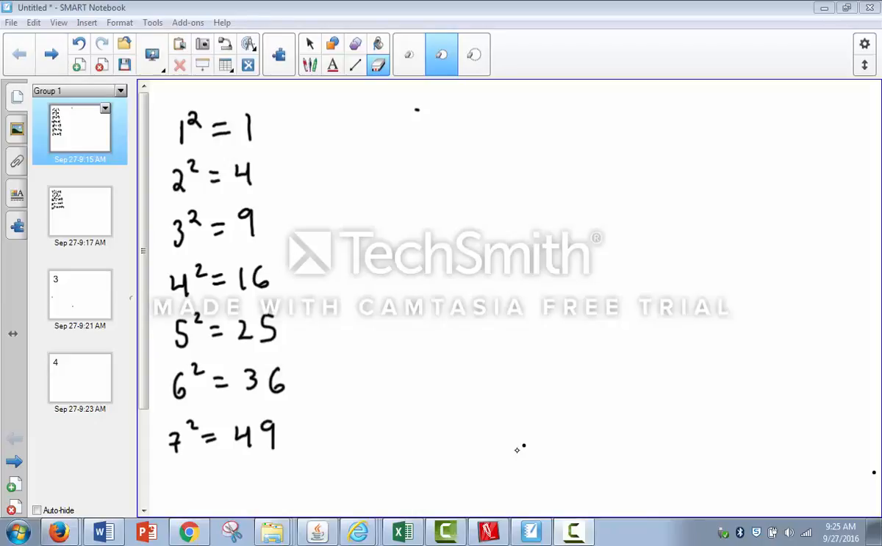Welcome to the world of square roots. Let's just talk about square roots for a second.